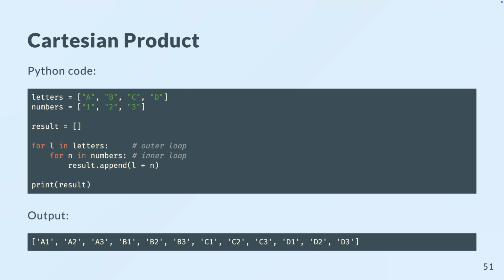Now we check the full output list. It has 12 items, from A1 to D3. That is the Cartesian product. Every letter paired with every number.